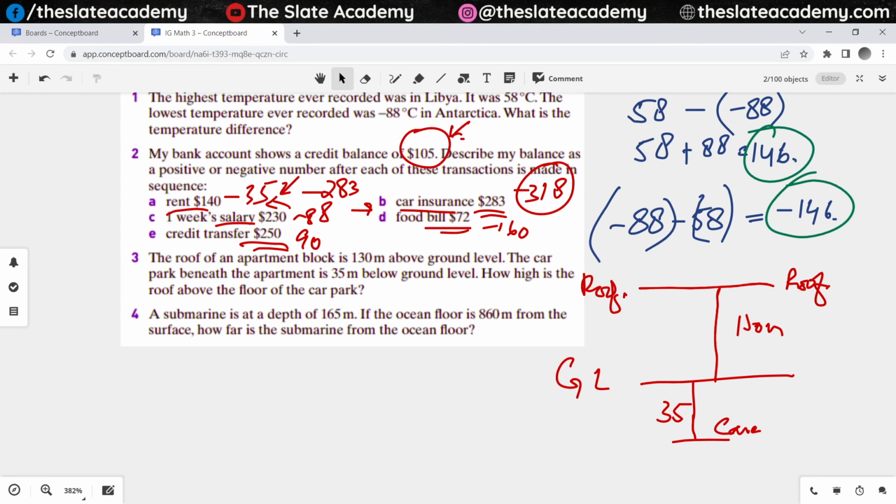Now I have to tell how high the roof is above the car park. So this is the car park. The height between the car park and ground level is 35. And then we have to find the difference between the roof and the car park. So we simply add the 130 and 35. So the answer would be 165.